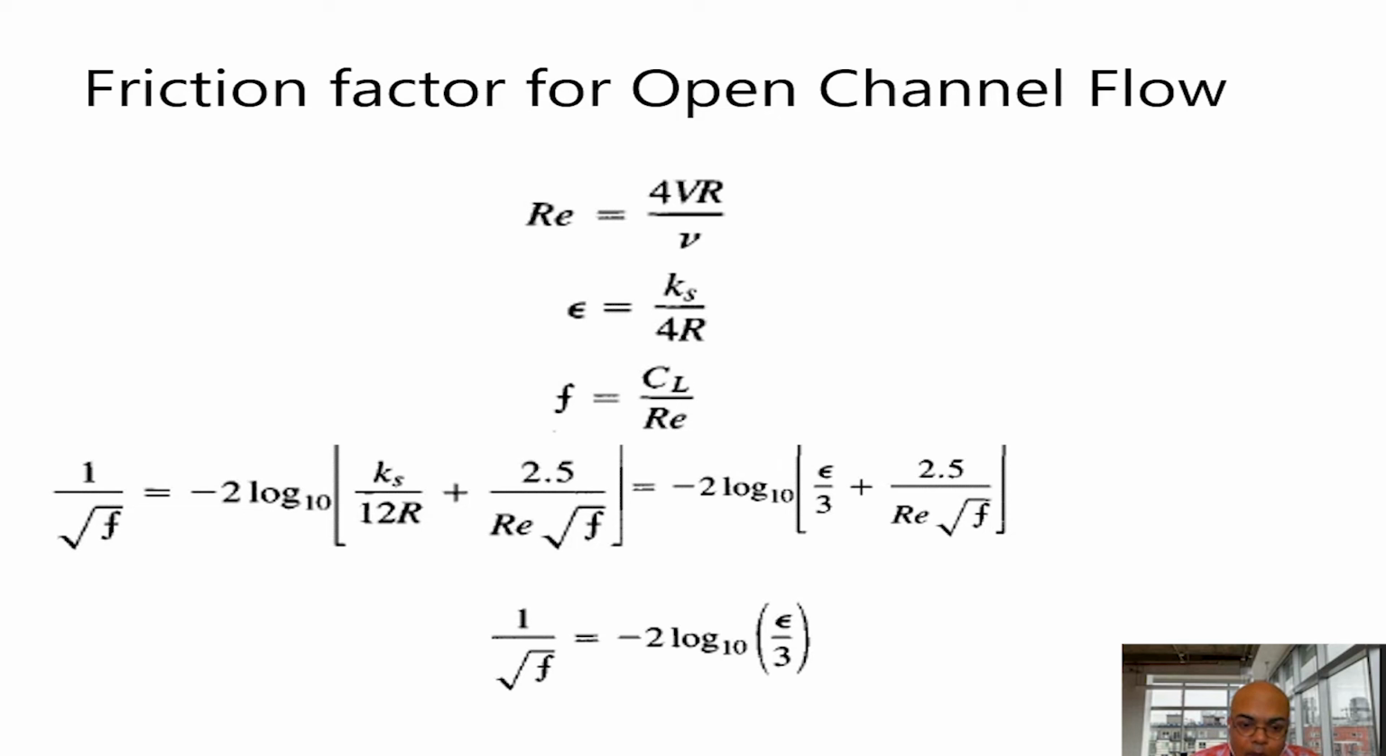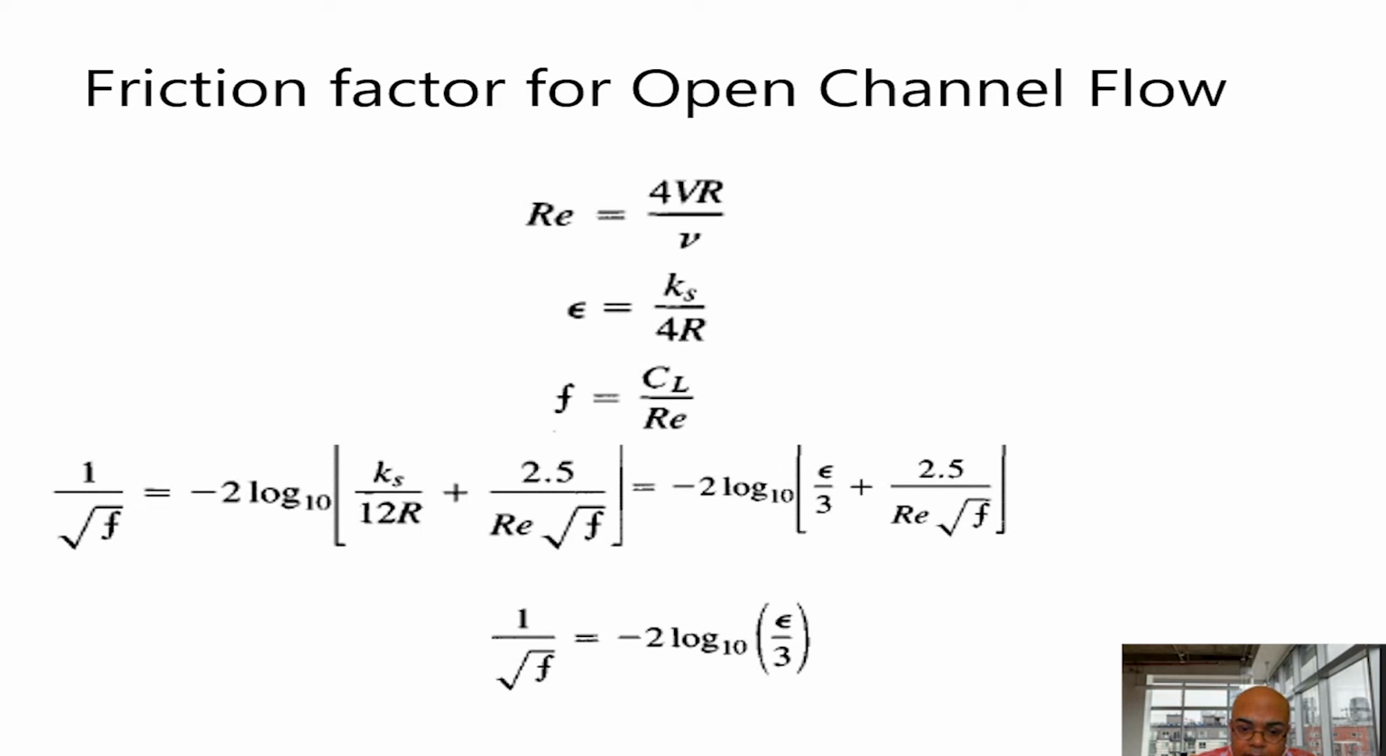Suppose for laminar flow, I mean, if the surface is very smooth, then we can neglect this term. The friction factor is only a function of Reynolds number. But for highly turbulent flow, the friction factor is only a function of roughness height.